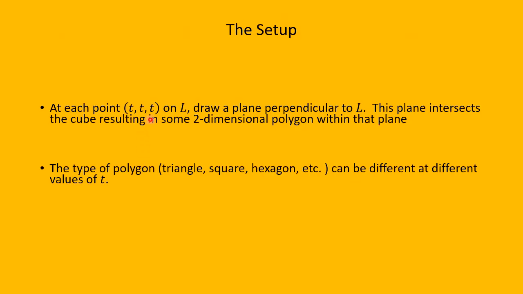So now, at each point t, t, t on L, let's draw a plane through that point perpendicular to L. This plane will intersect the cube, and the intersection will be some two-dimensional polygon within that plane. The type of polygon it is, whether it's a triangle, square, hexagon, or whatever, can be different at different values of t, at different points on that line where the intersection is occurring.